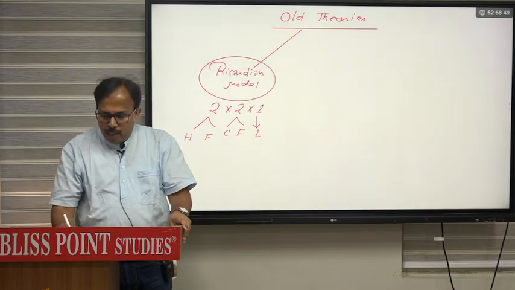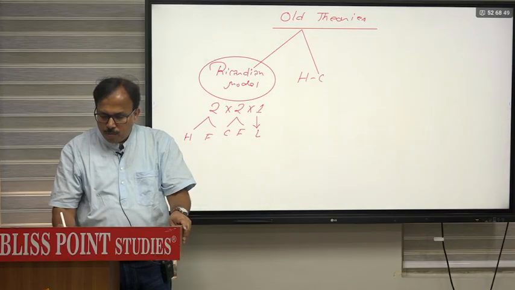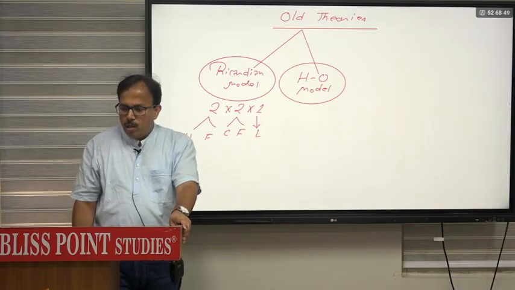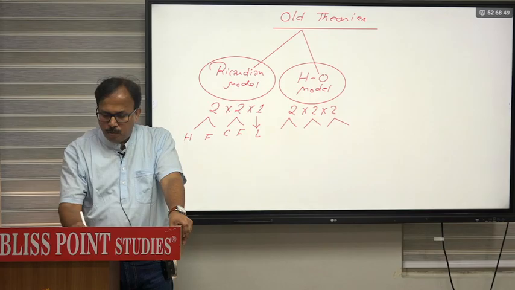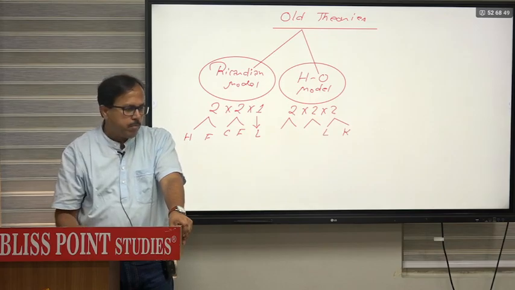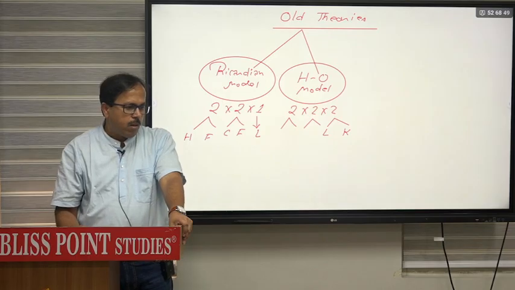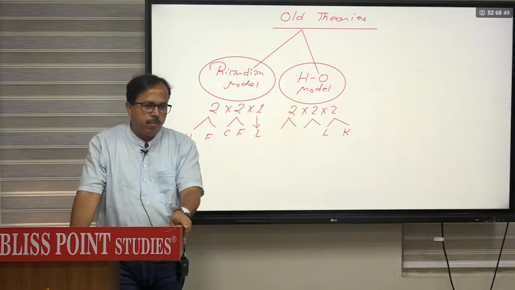Then after that, next will be the HO model, the Heckscher-Ohlin model. That Heckscher-Ohlin model is a 2 by 2 by 2 model. So trade between two countries producing two products by using two factors of production. We will have one factor labor, the other factor capital. Labor and capital.